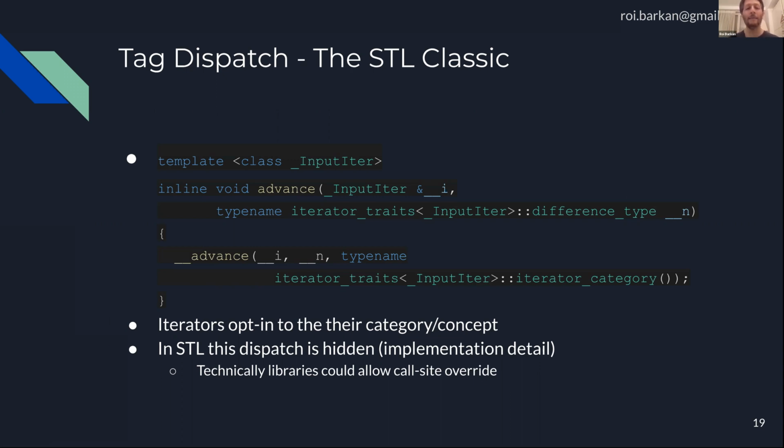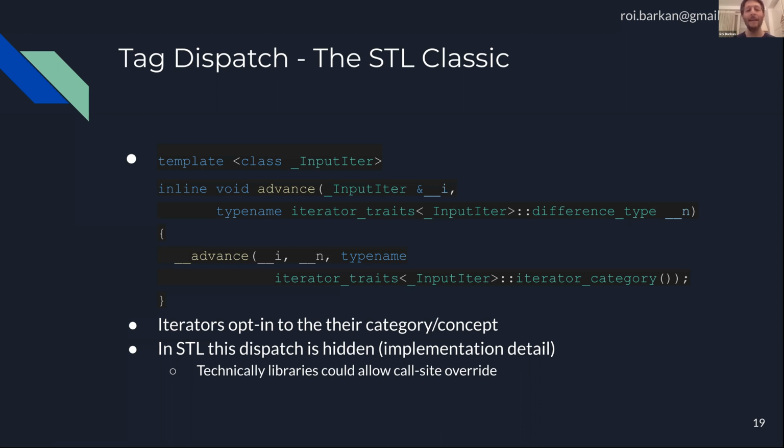And if you think about it, this is an opt-in type of behavior. When the STL library wrote the advance algorithm, they basically gave the responsibility of choosing which specific algorithm to use to whoever implements the iterator. So if I write my own iterator, I need to specialize iterator traits, choose my own iterator category, basically opt in to the specific category or concept that my iterator belongs to. If I chose the correct category that matches my semantics, then the template library will know which algorithm to use. So it's an opt-in way.